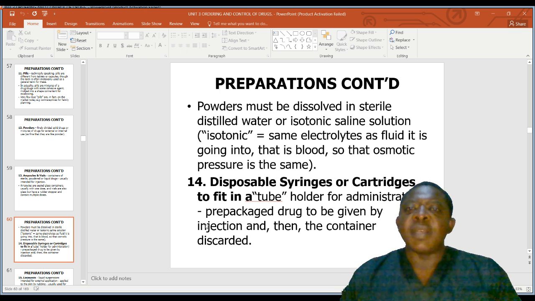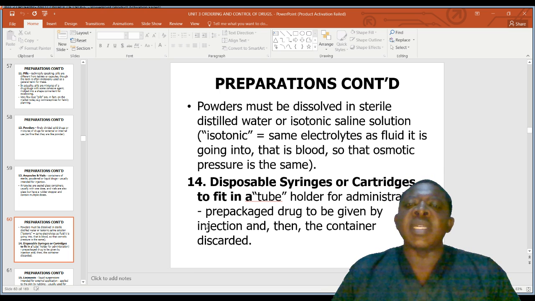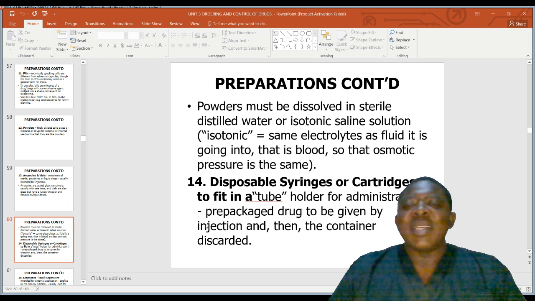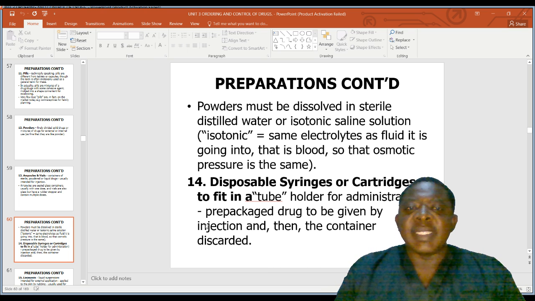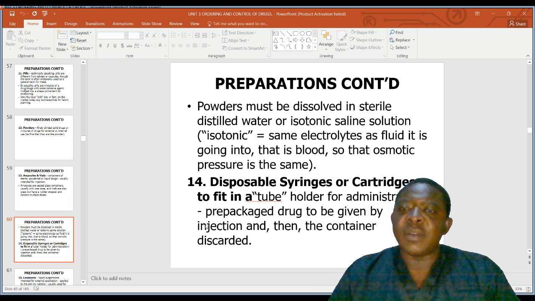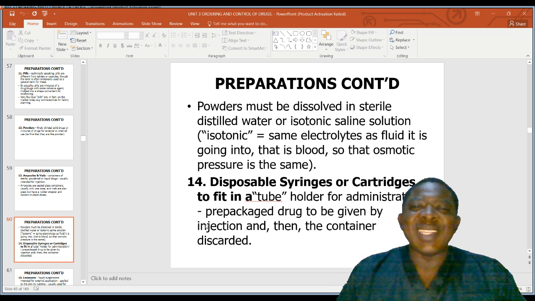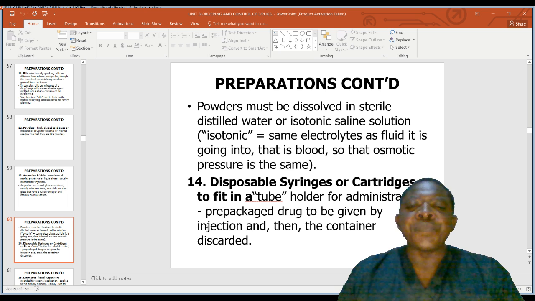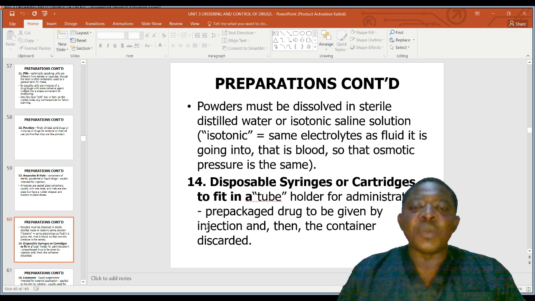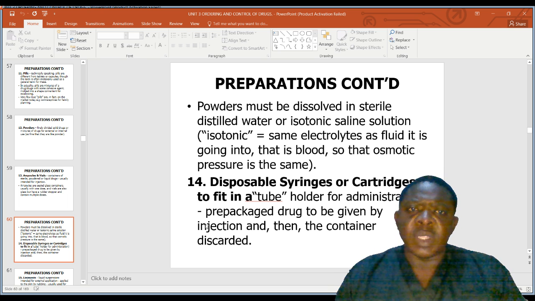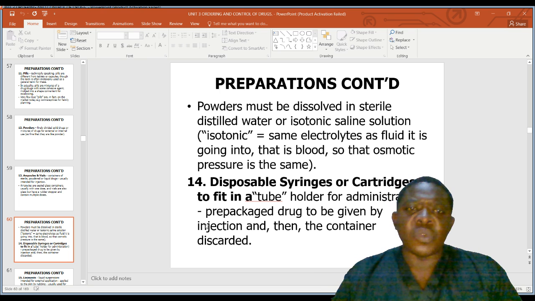So powders must be dissolved in sterile distilled water or isotonic saline solution. Okay, when we say isotonic, we are saying the same electrolyte as the fluid it is going into, that is blood, so that the isotonic pressure is the same. So the powder within the vial, we put normal saline so that we can dissolve the drug. When the drug is dissolved, it is going to have an isotonic balance between the blood and the drug.